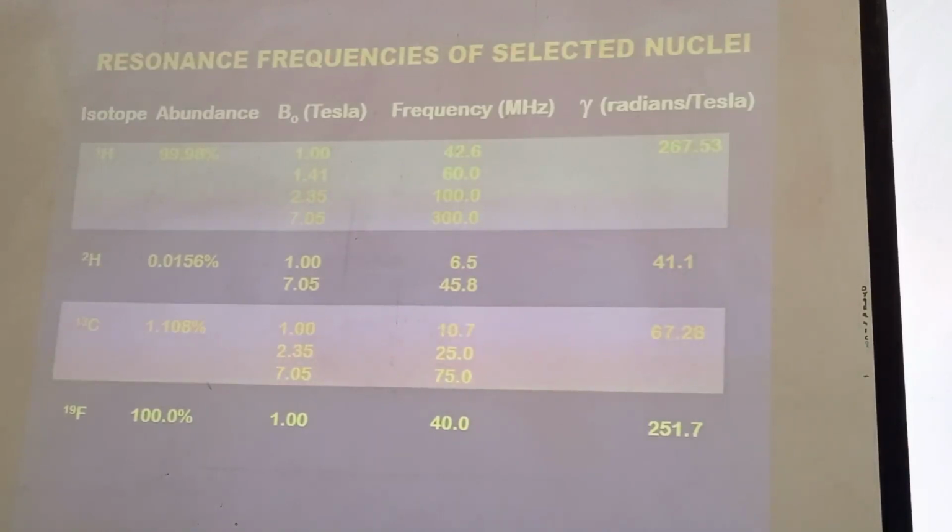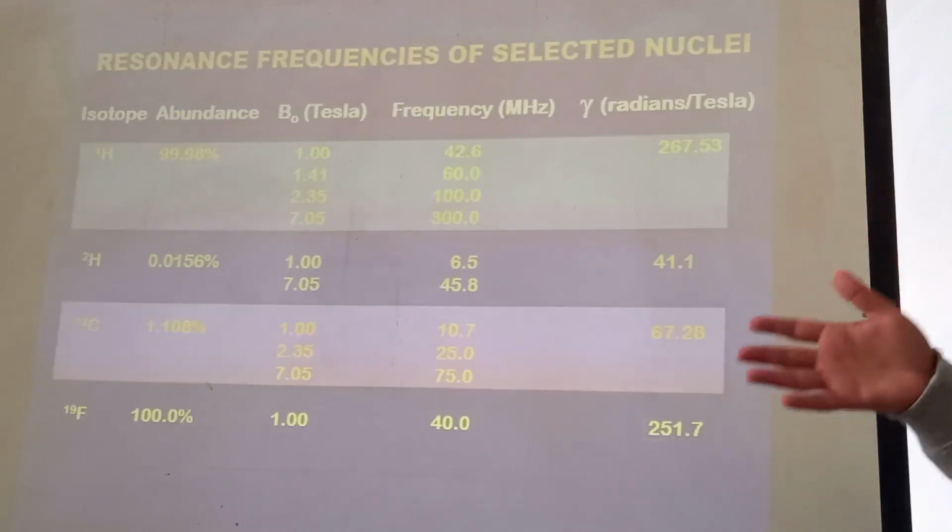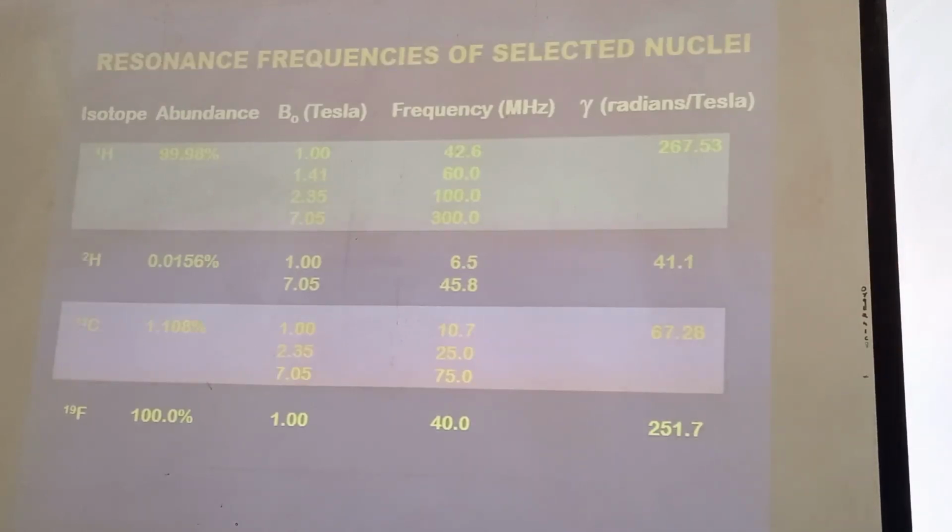Now, let's compare proton and carbon-13. I just told you before that whatever we are studying for proton is applicable to carbon-13 as well, because luckily they have the same spin quantum number, so they have the same spin states, alpha and beta states.